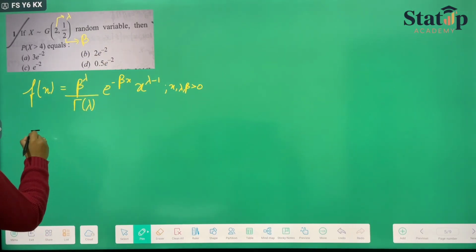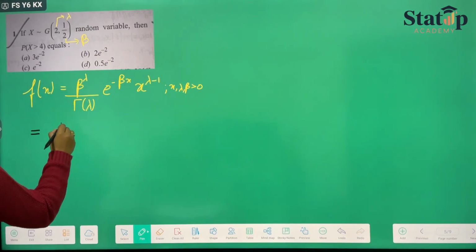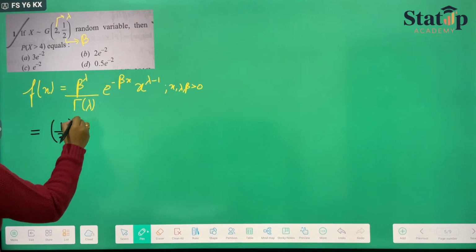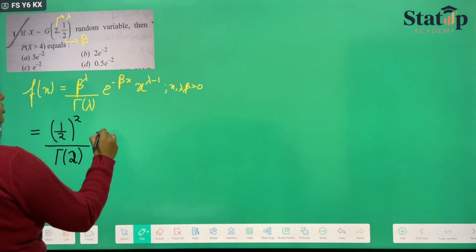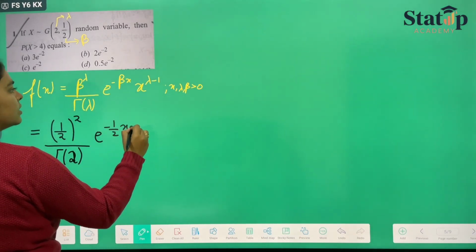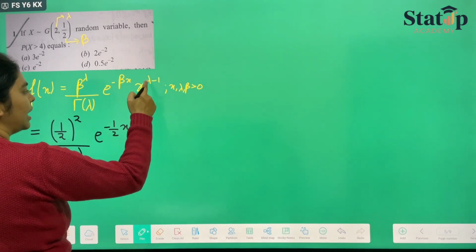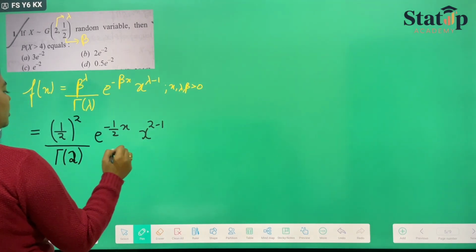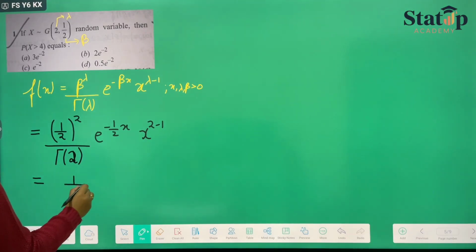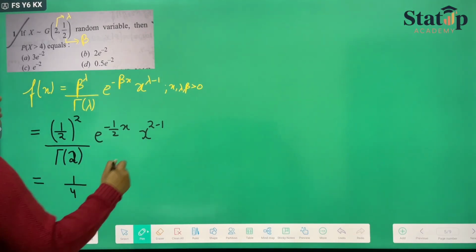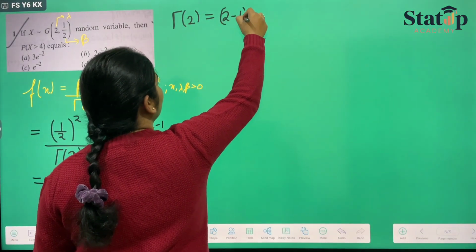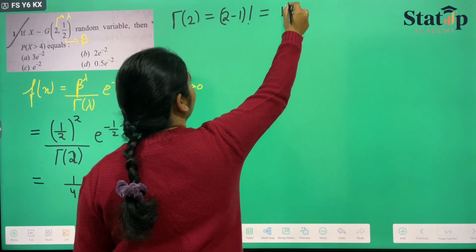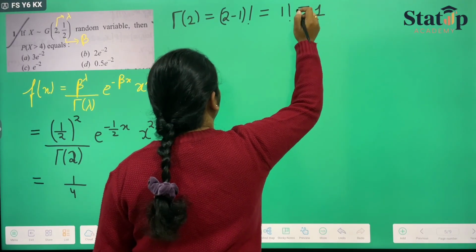So putting the values of 2 and half here, it will be 1 by 2 raised to the power 2 upon gamma of lambda, that is gamma 2, e raised to the power minus 1 by 2 x, x raised to the power lambda minus 1, that is 2 minus 1. So this will be our 1 upon 4. Now lambda is 2, gamma 2. If we talk about gamma 2, then it will be 2 minus 1 factorial, which will be equal to 1 factorial, and 1 factorial is nothing but 1.